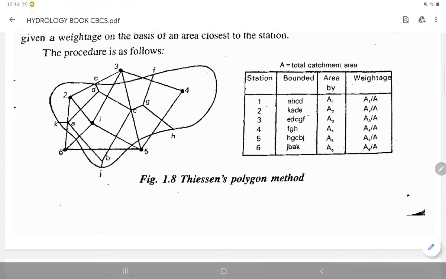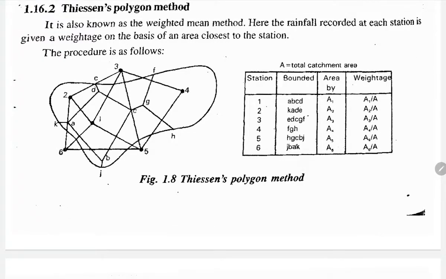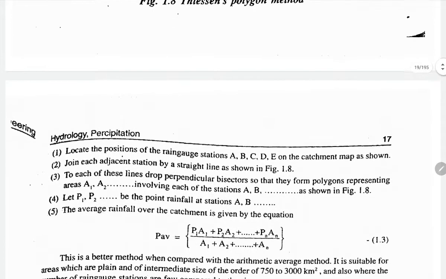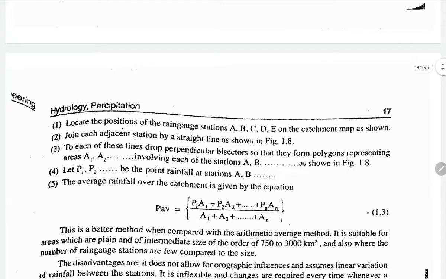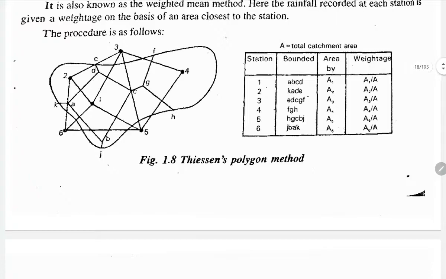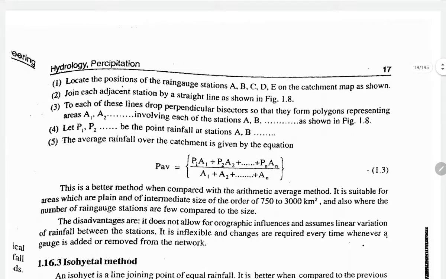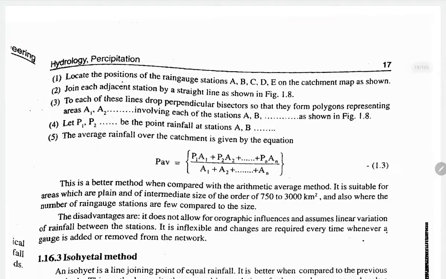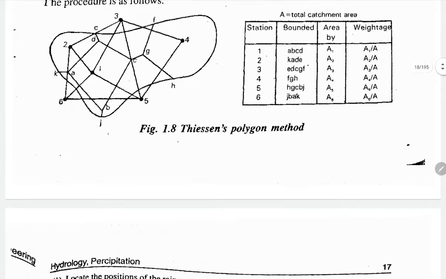Adjacent stations are joined by straight lines, as you can see in the figure. Next, to each of these lines drop a perpendicular bisector so that they form polygons representing areas A1, A2, and so on. These polygons are the areas covered by the rain gauge stations, so the catchment is divided into areas A1, A2.